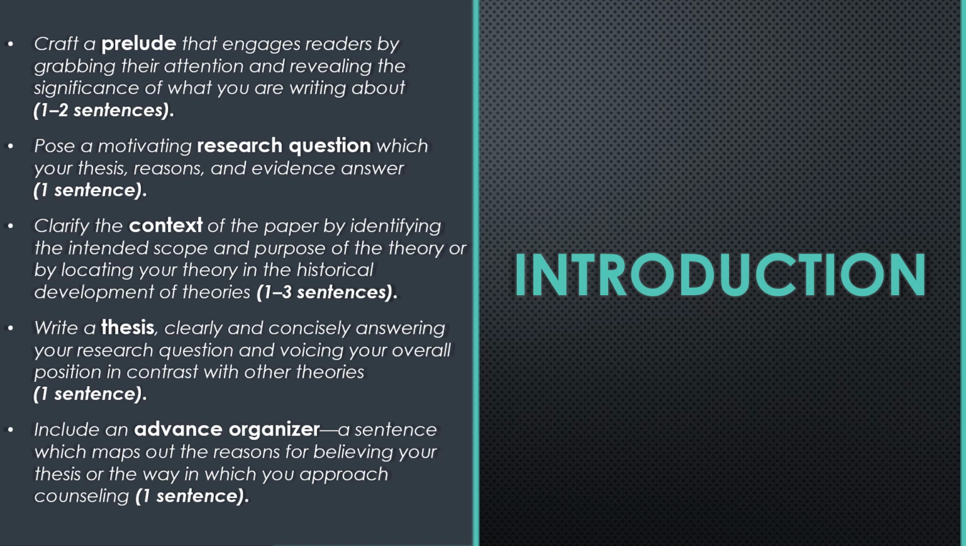Clarify the context of the paper by identifying the intended scope and purpose of the theory, or by locating your theory in the historical development of theories. By clarifying these things, you will help your reader better understand your thesis and understand the function of your theory. Either show how your theory fits into the historical development of counseling theories, identifying predecessors or influences, or show how your theory departs from prior norms, identifying how you intend to uniquely refine the purpose or scope of your theory.